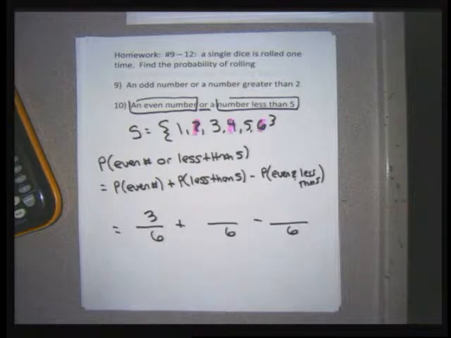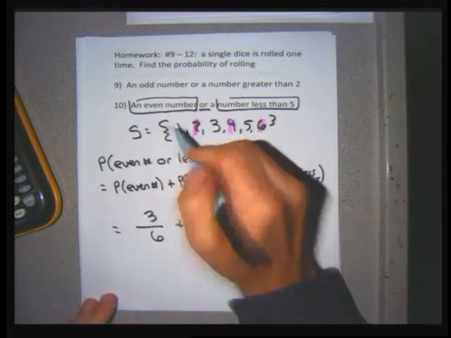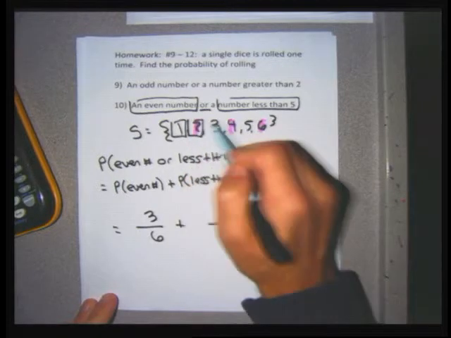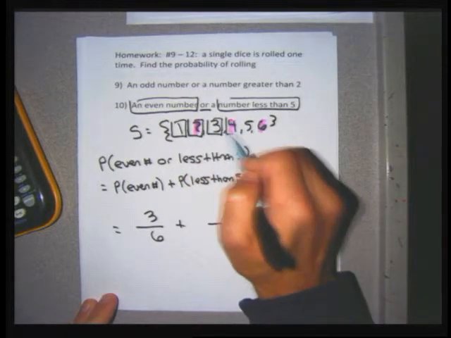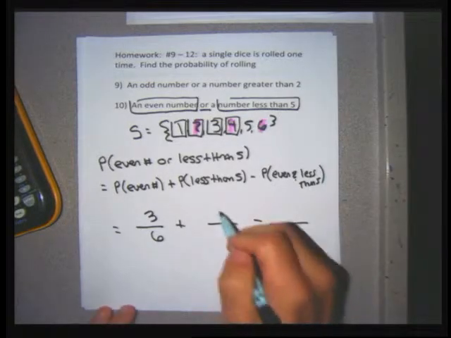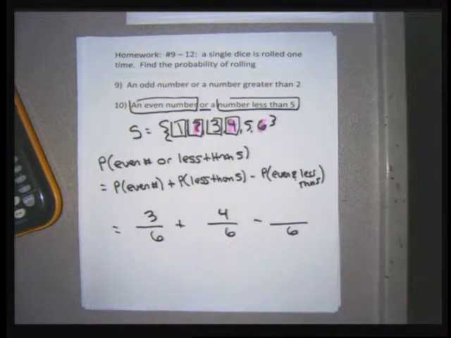Next I'm going to do the probability of getting a number less than 5. The numbers that are less than 5 are 1, 2, 3, and 4. So the probability of getting a number less than 5 is 4 over 6. And then I want to subtract out the probability of getting a number that's both even and less than 5.